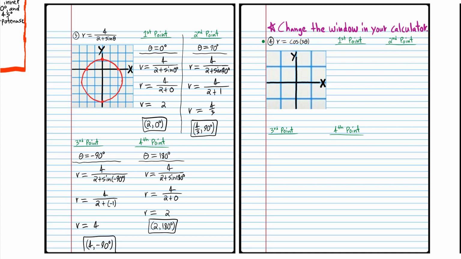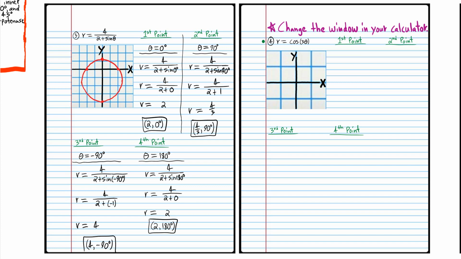So press the Y equals button at the upper left, and press clear at the upper right, the clear button, and then cosine 3, and then the x comma t comma theta button, and then end parenthesis, right parenthesis, and then push the graph button.